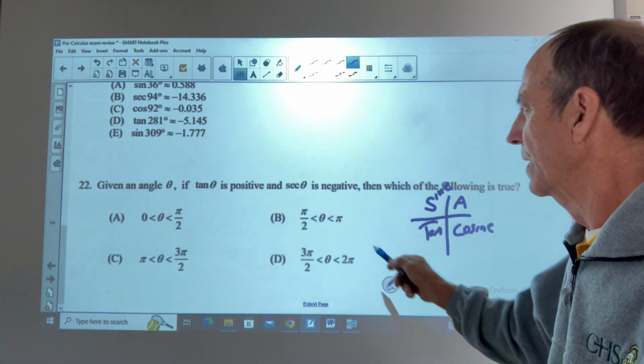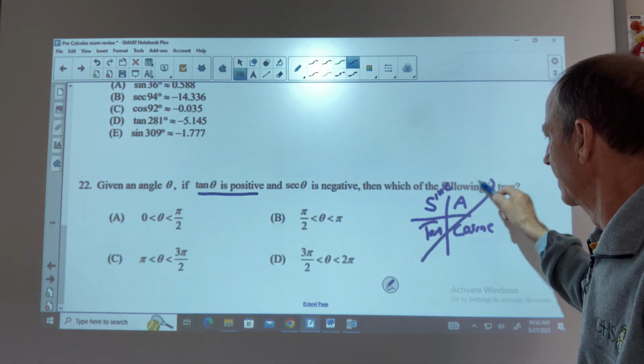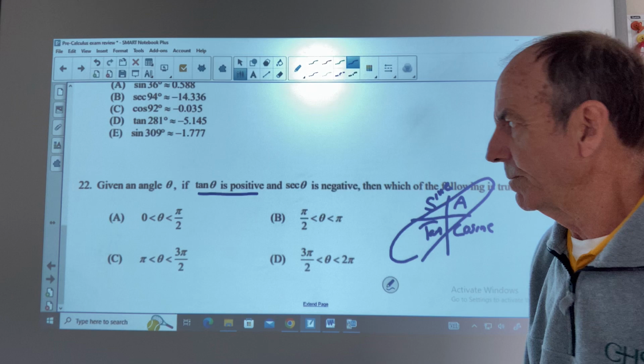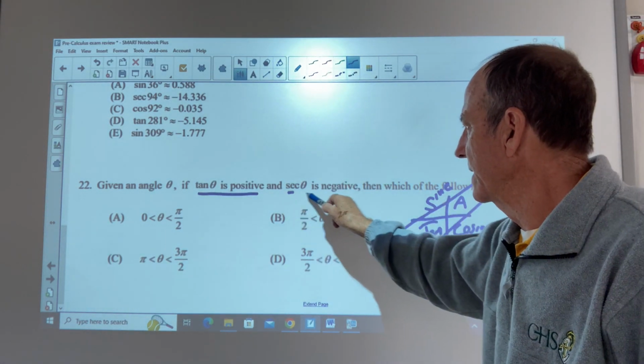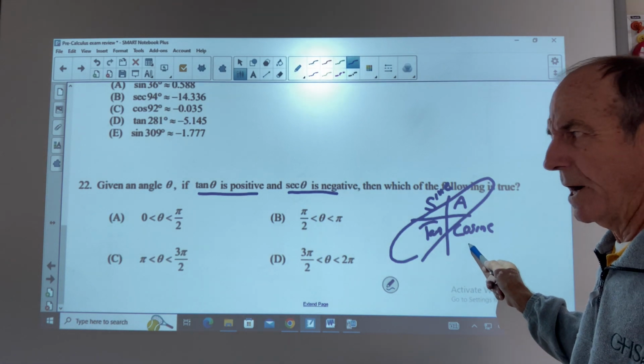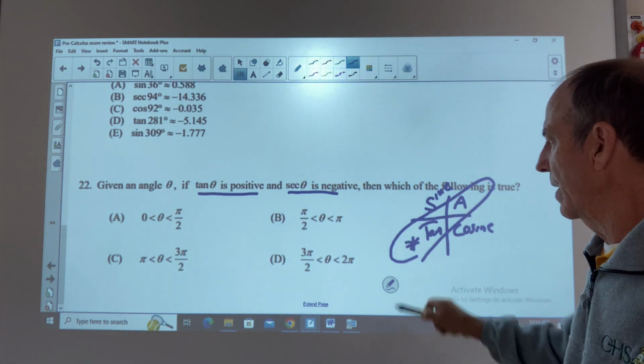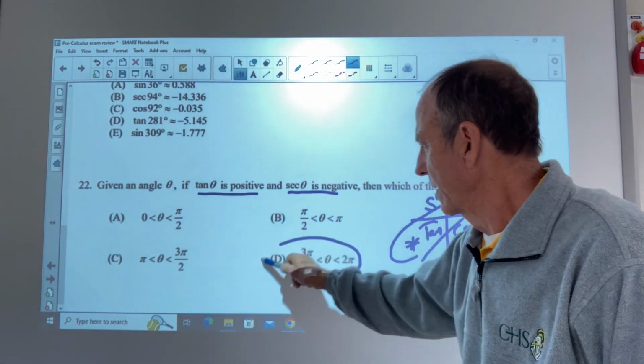So that helps us here. We know the tangent is positive, so we could be here or here, right? That's where the tangents are positive. And the secant is negative. Let's see, over here, the cosine is positive. Over here, the cosine is positive. So we have to be in quadrant 3. So we're looking like that.